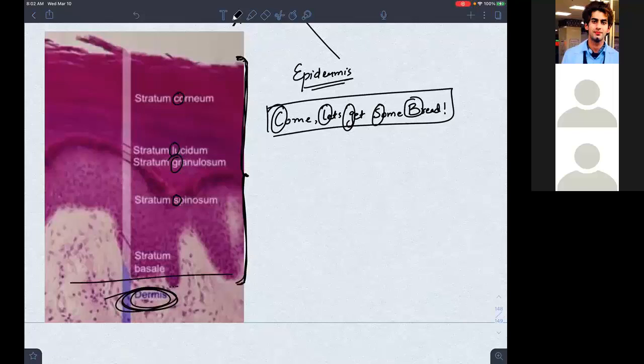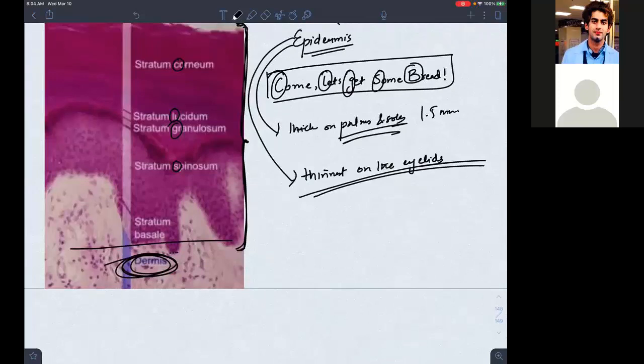Now, talking about the epidermis, it is more thick on your palms and soles, approximately 1.5 millimeters. So it is thinnest on your eyelids and thickest on your palms and soles.